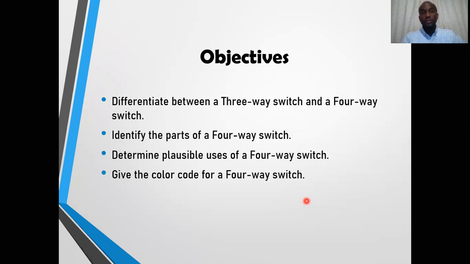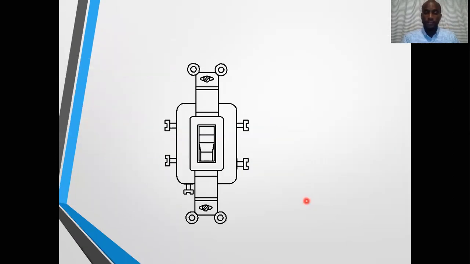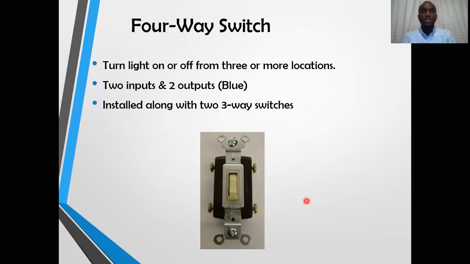So we have gone through single pole switch, double pole switch, three-way switch, and now we are on the four-way switch. Key features of the four-way switch. A four-way switch is used to turn on or off a light from three or more locations. Yes, you may say to yourself, how can one switch control a light from three or more locations?